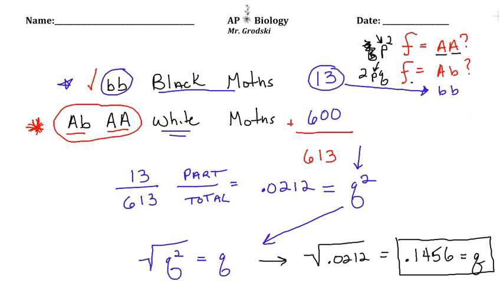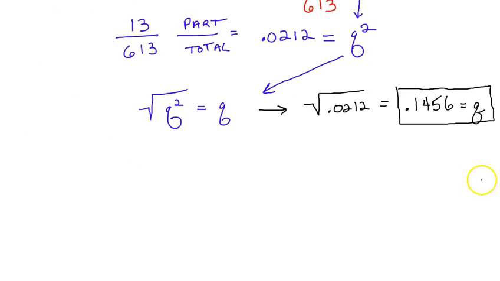So watch what I do here, party people. I have my q, and what do we know? Once I have my q, I can get my p. Why? Because p plus q equals 1.